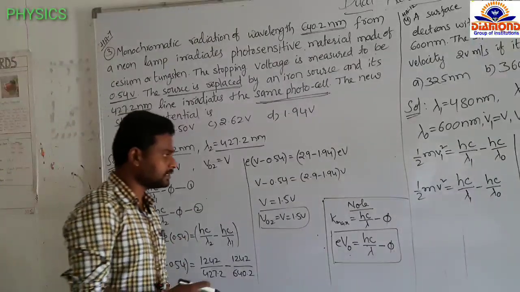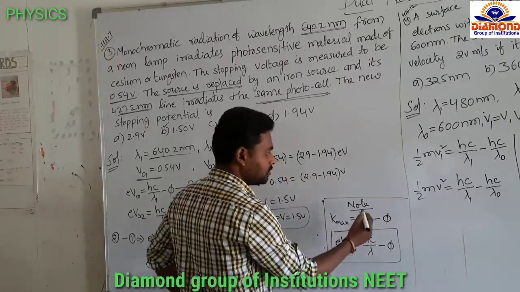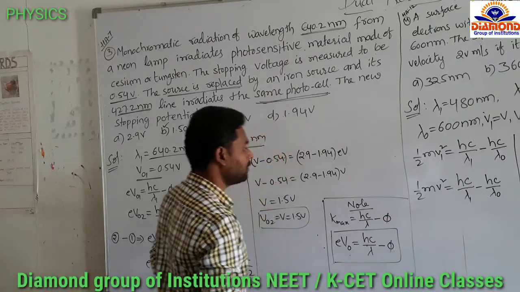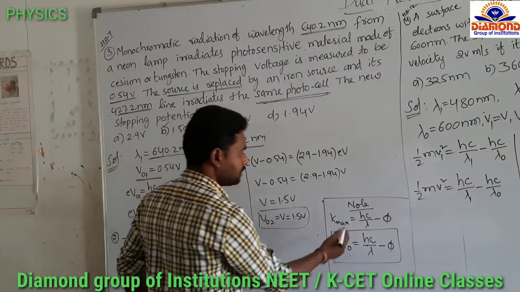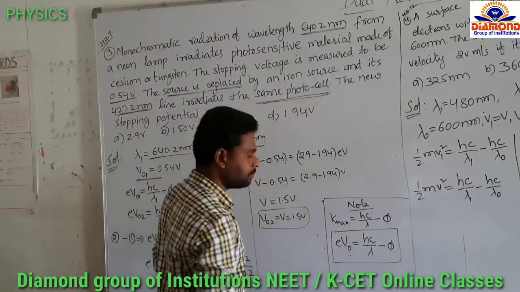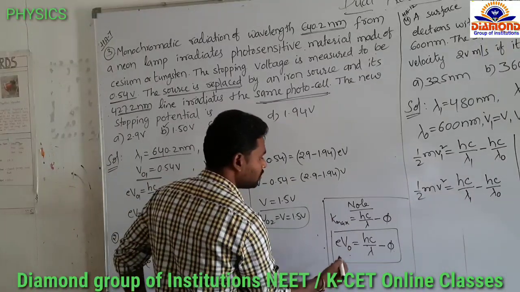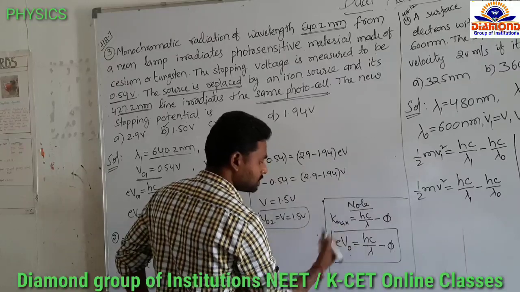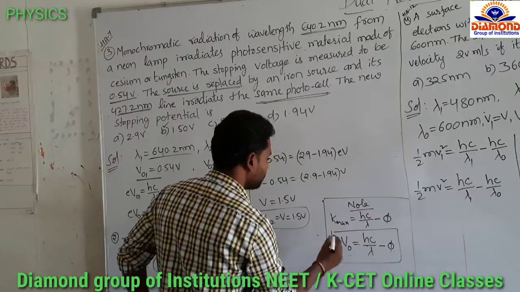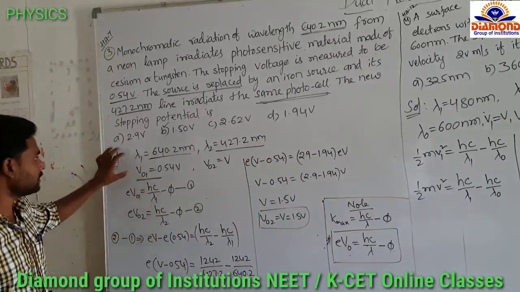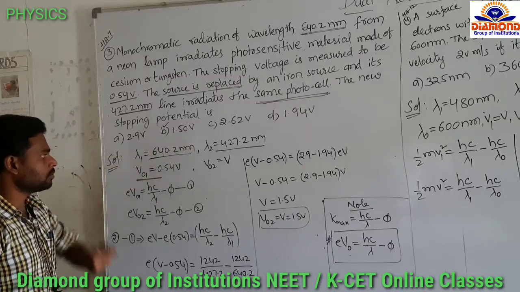So now we have the relationship. From Einstein's equation we know K max equals hc by lambda minus phi. One more formula is there: the relationship between K max and stopping potential. Just remember this formula, K max is equal to eV naught, where V naught is the stopping potential. So eV naught equals hc by lambda minus phi. Use this formula here. In the first case, the wavelength is 640.2 nanometers and the stopping potential is 0.54 volt.